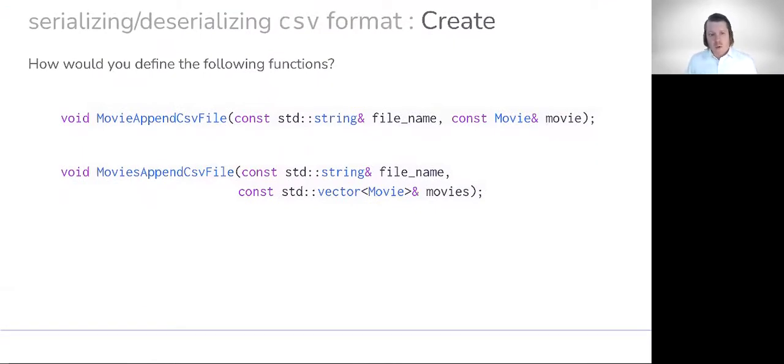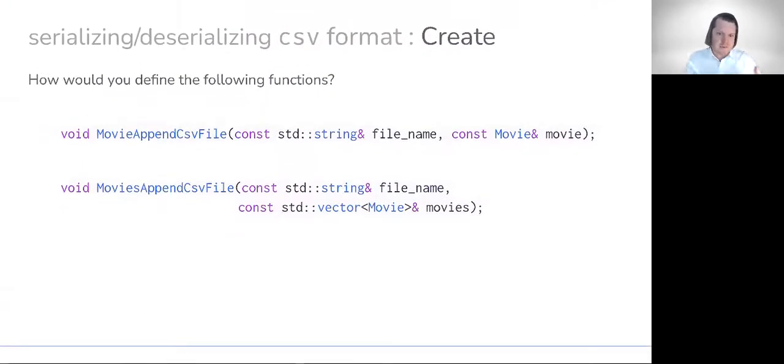Before we move on, let's pose the question: how would you define the following functions? Let's say I have a vector of movies that I'd like to append to the end of a file. How would you do that? Based on your knowledge of files, I would expect you to be able to do that if you were asked to do so on an exam or quiz.